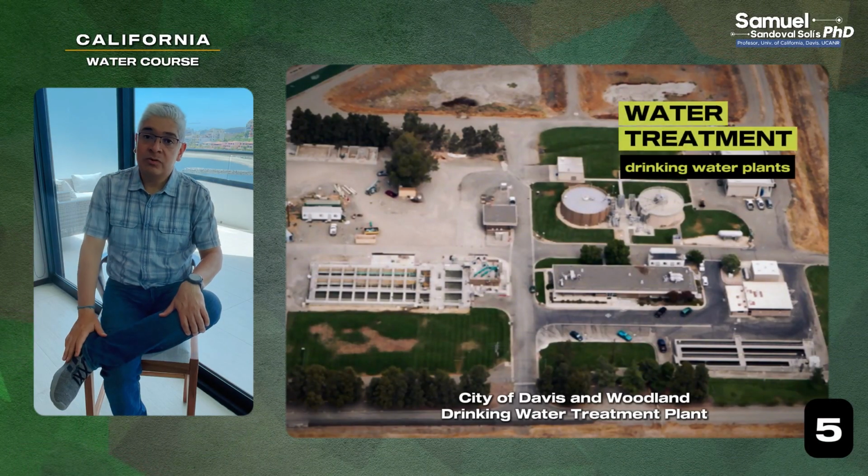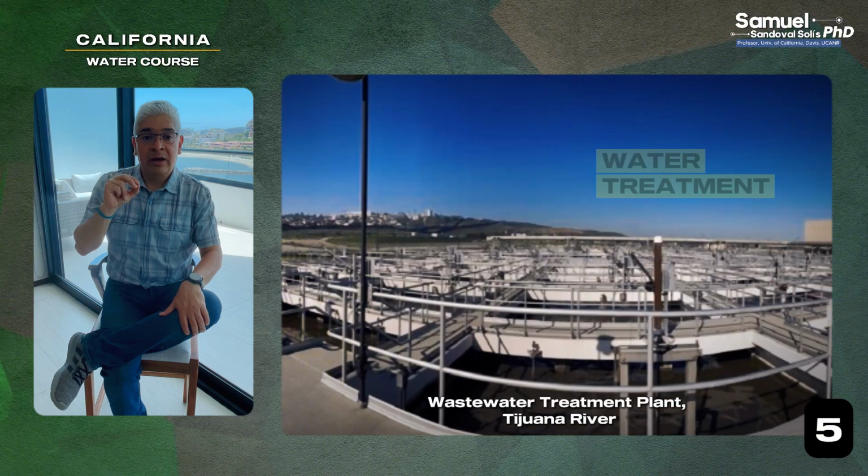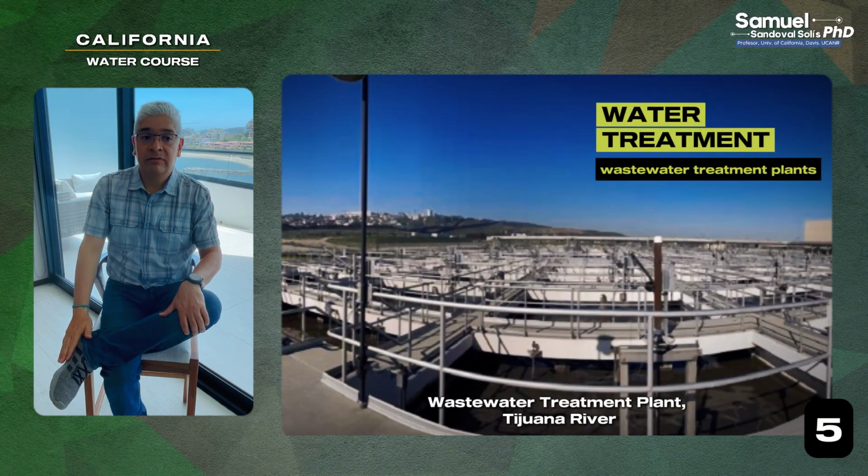The fifth one is water treatment. For example, drinking water plants to treat water for safe human consumption, wastewater treatment plants to treat water for its disposal or reuse.